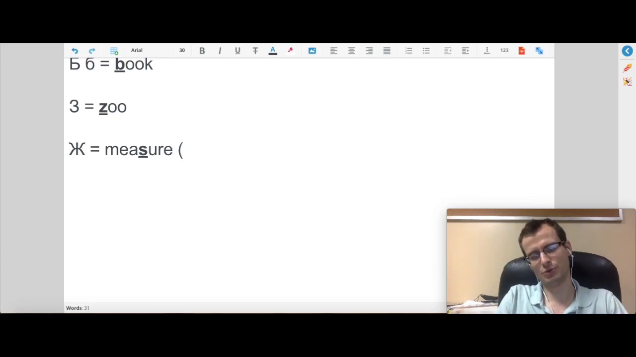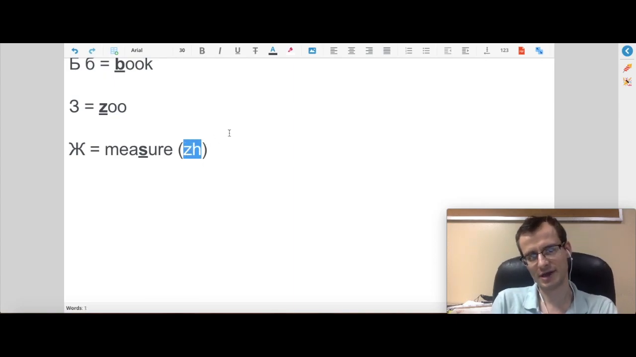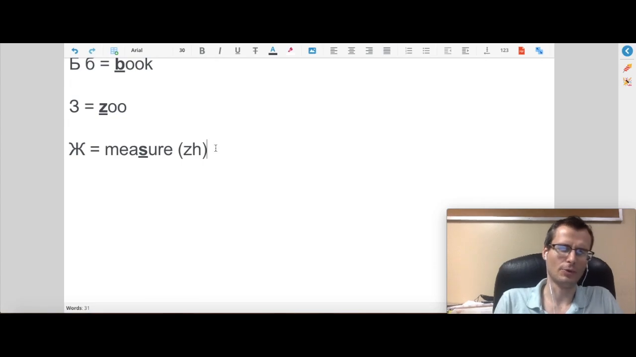Sometimes some people will transliterate it as zh, because sh is sh, so zh logically would be zh, which is kind of like the voiced version of sh. But obviously there are no English words that are spelled with zh. Okay, so anyway, whatever works. Just remember this one is zh.